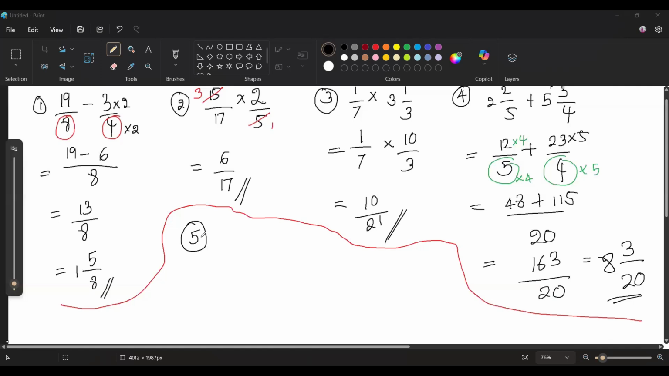1 over 7 into 3, 1 over 3. If they are having mixed numbers, you have to convert that one to an improper fraction. So when you convert, 3 into 3, 9, 9 plus 1, 10. 10 over 10. Now there is no cancellation. Just multiply. Like the previous one.